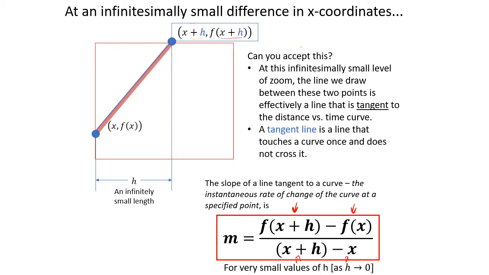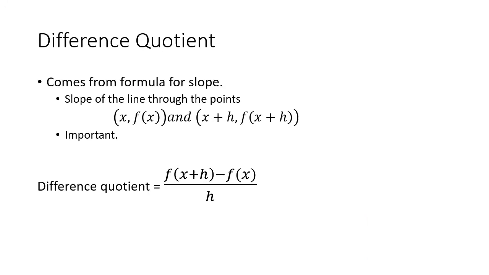This is what's called the difference quotient, and it comes from the formula for slope. We just write it like this: f of x plus h minus f of x all over h. Compared to our previous formula, remember the denominator was x plus h minus x, the difference in the x coordinates. This is just h, so we simplify it by writing h there.